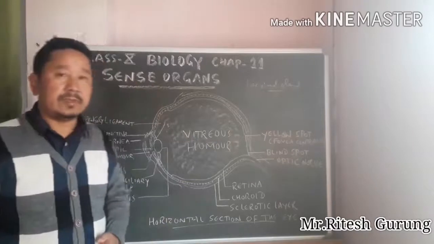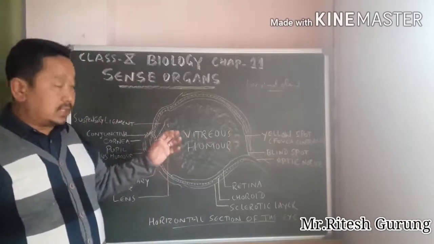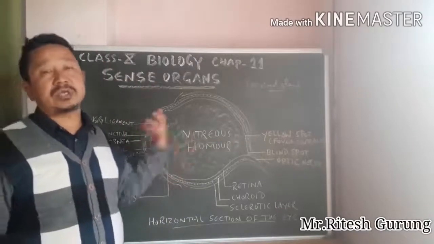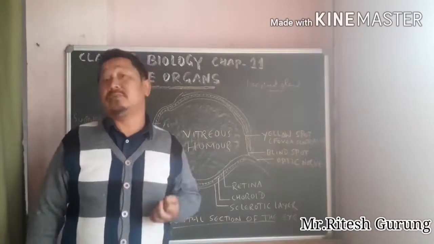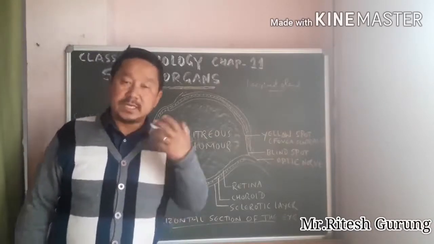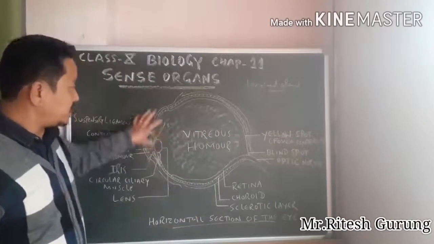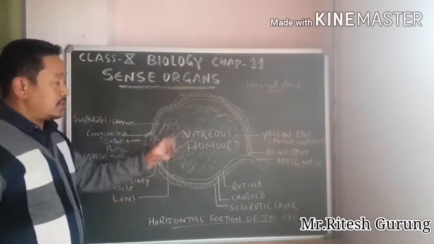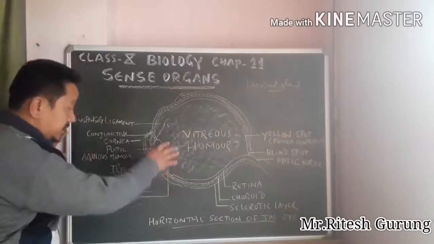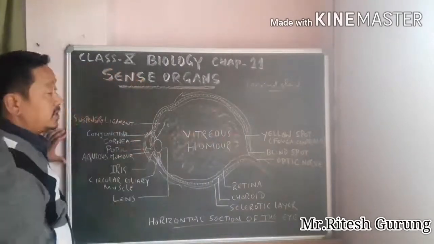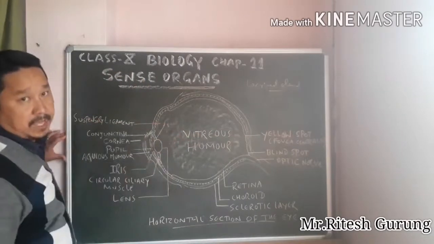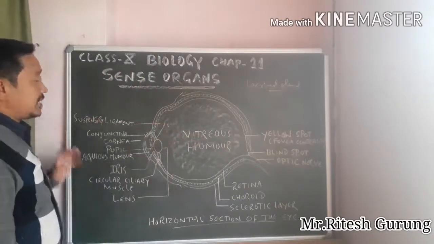Now we'll talk about the structure of the eye, or the structure of the eyeball. This is the structure of the eye, which is already drawn here, and this is the horizontal section of the eye. All right, so let us begin now.